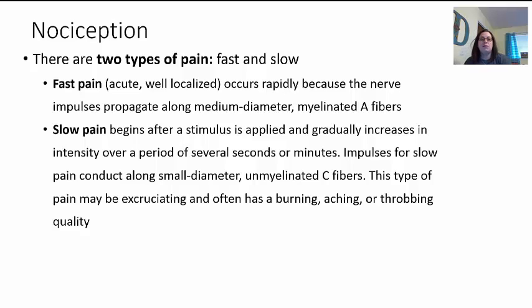So let me give you an example. Fast pain would be like if you were cutting an onion and you cut your finger, that's a fast pain. Whereas a toothache might be a slow pain. It starts as more of a dull ache or a burning, a throbbing, and then eventually it can become excruciating pain. It was slow and it was over time.